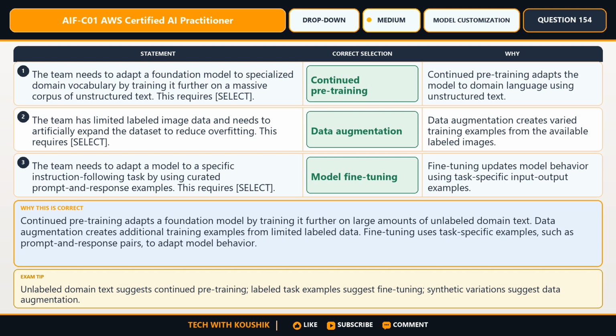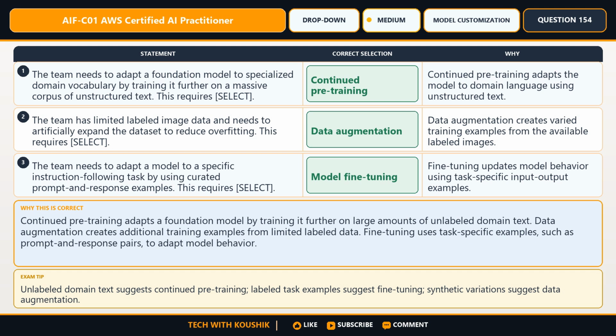This requires select: continued pre-training. Continued pre-training adapts the model to domain language using unstructured text. 2. The team has limited labeled image data and needs to artificially expand the dataset to reduce overfitting. This requires select: data augmentation. Data augmentation creates varied training examples from the available labeled images.